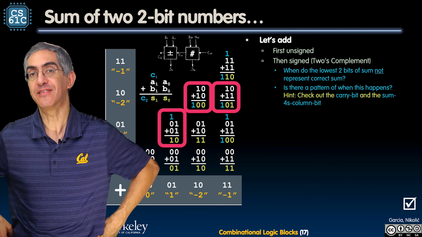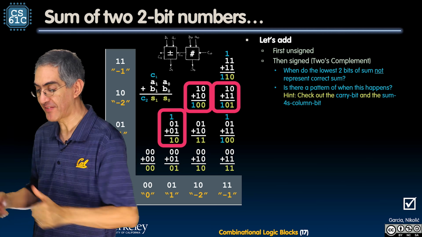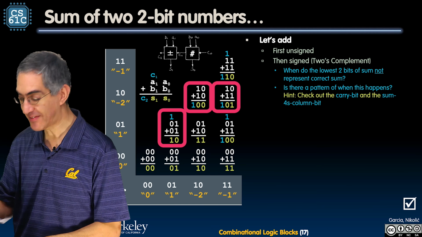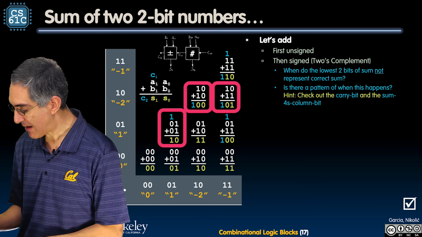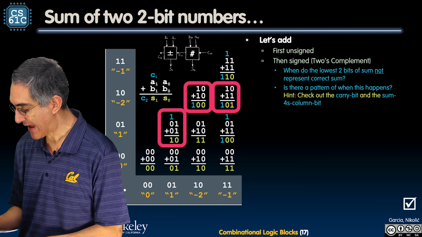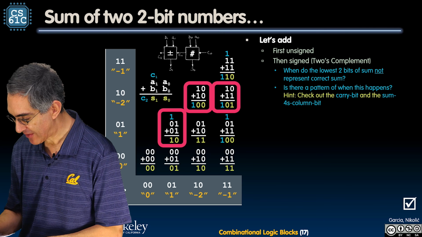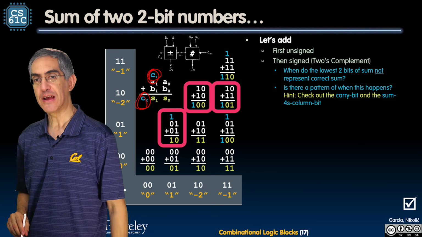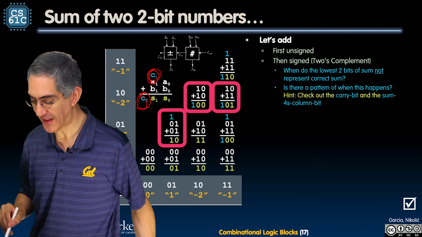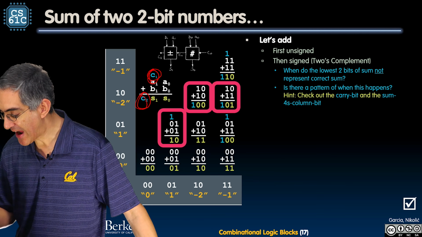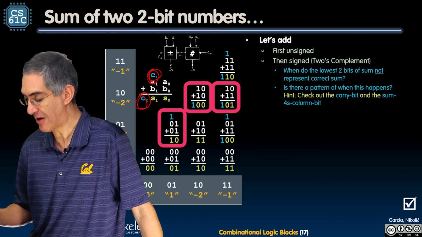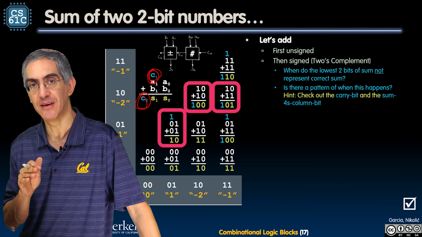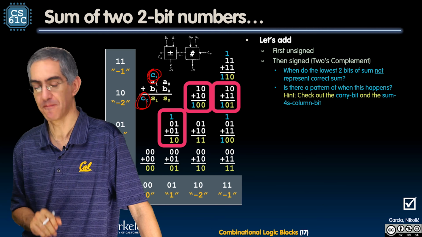Is there a pattern? This is the fun part. You now stare at this slide, pause the video, and see if there's a pattern, if you can see when this happens. Hint: check the carry bit and the sum column bit, which means check C2 and check C1. Is there anything unique about those three circles that's different from every other non-circled expression? Can you see that? Pause it, and then come back, I'll tell you what it is, okay?